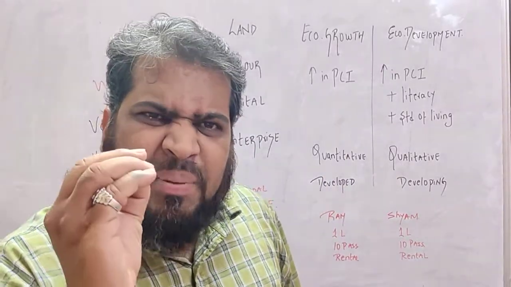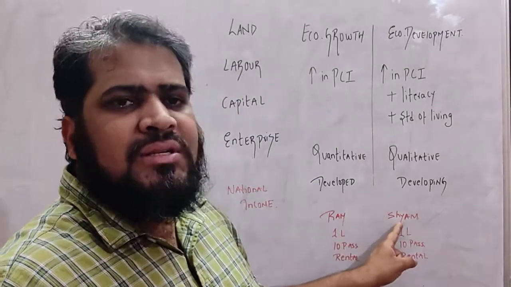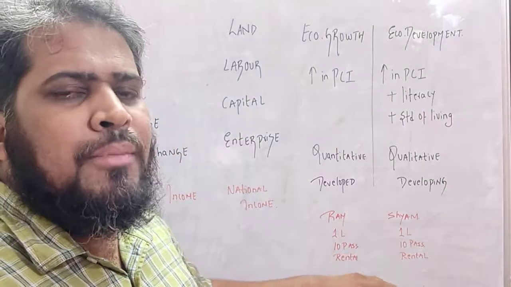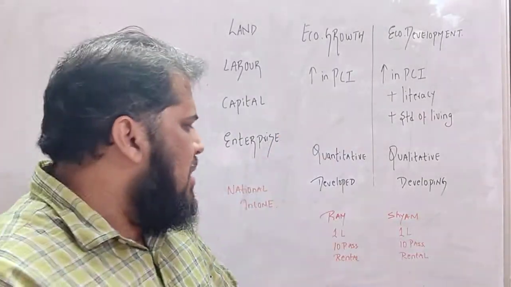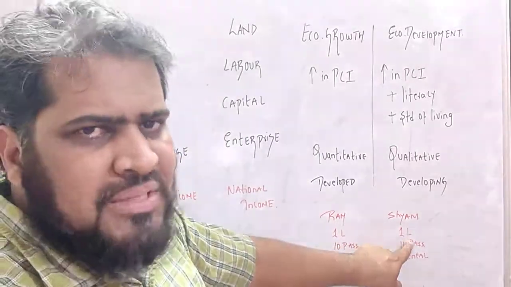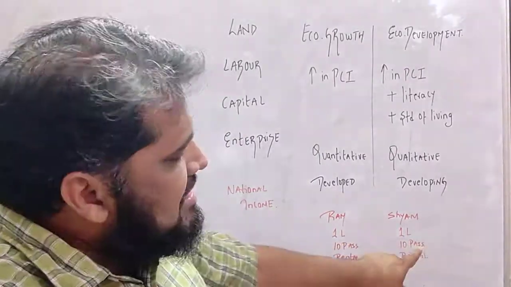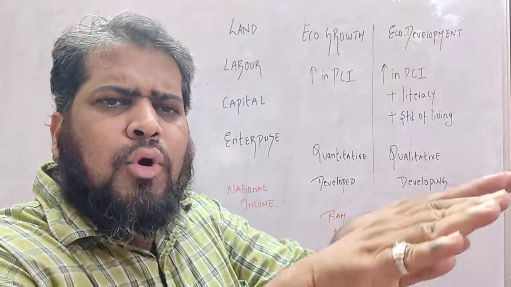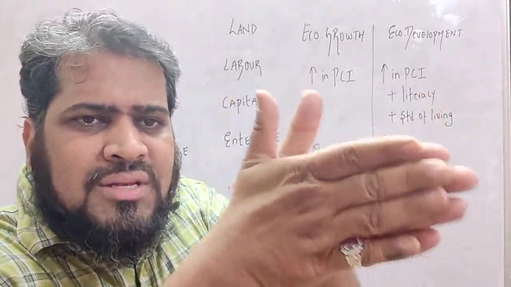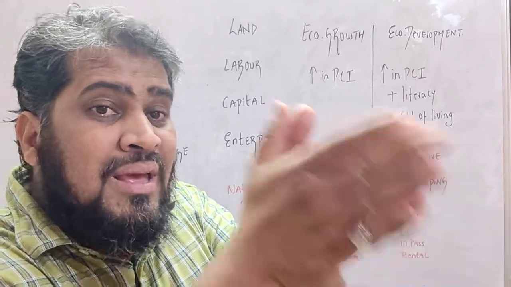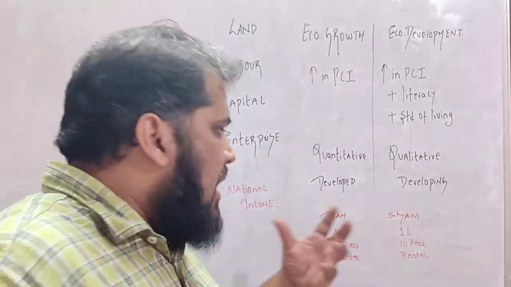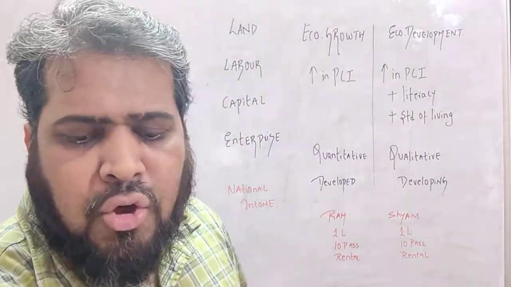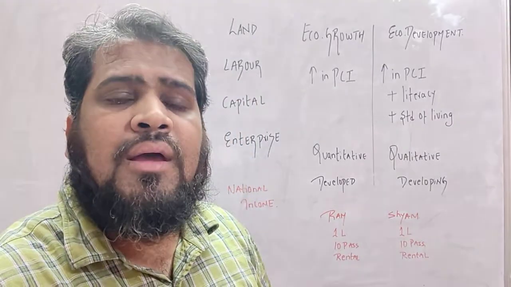Okay, students, a brief example for that. You have two persons. One is Mr. Ram, another is Mr. Sham. I have kept both of them on the same platform. The PCI is 1 lakh. He is 10th pass, he is also 10th pass. He is staying in a rental house and he is also staying in a rental house. Both the parameters are the same. Now you have to guess and tell me, out of Ram and Sham, who is having economic growth and who is going for economic development.